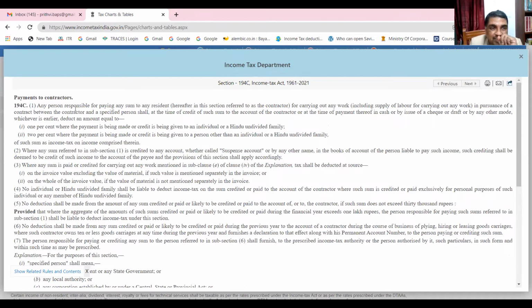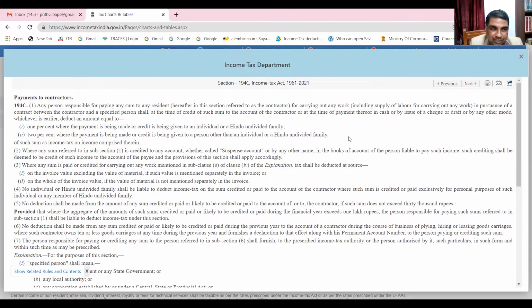What is the rate here? You can see any person responsible for paying any sum to any resident, okay, in pursuance of a contract between the contractor and a specified person, shall at the time of credit of such sum to the account of the contractor, or at the time of payment thereof in cash or by issue of cheque or draft or by any other mode, whichever is earlier, deduct an amount equal to, here it is said at what rate it has to be deducted: 1% where the payment is being made or credit is being given to an individual or HUF.